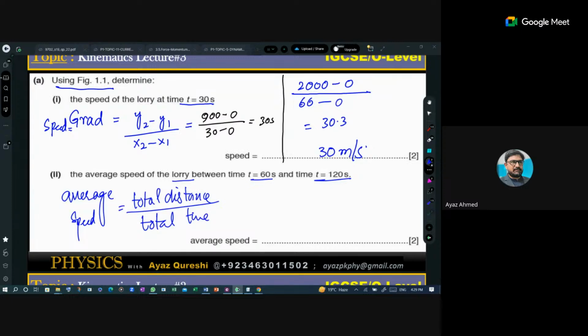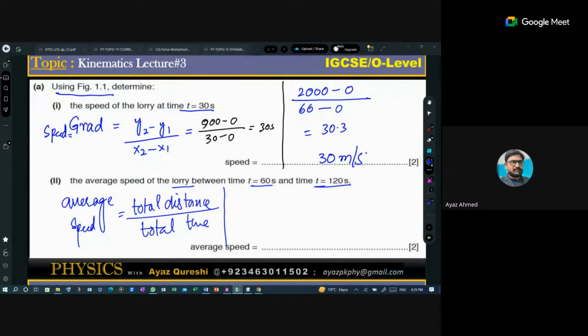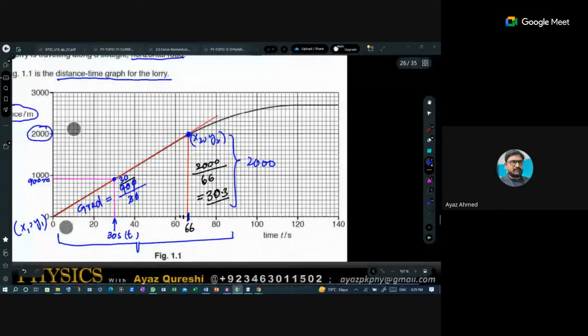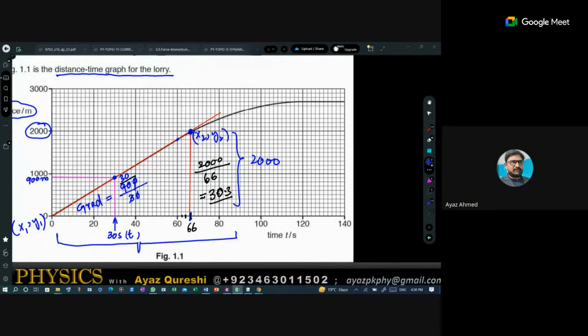Yes. Okay, now total distance divided by total time taken means he's talking about from 60 seconds to 120 seconds. If we see the graph, where is 60 seconds? 60 seconds is over here, and 120 seconds is over here. It means we can easily get the time. Time is 60 seconds, isn't it? And the distance covered by the lorry at 60 seconds is 1800, is it? Yes.